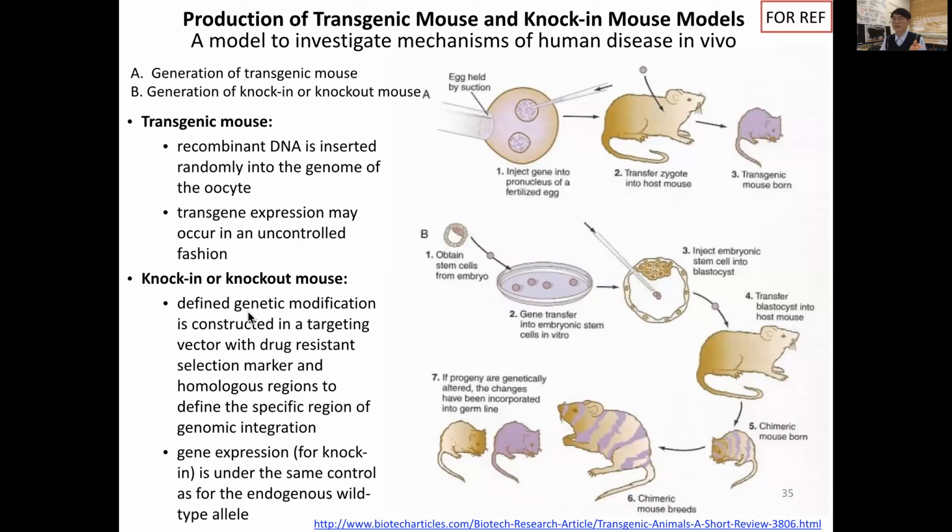In this case, we define the genetic modification in a target vector with a drug resistance selection marker so that we can select them, and homologous regions of the genome define the specific region for integrating into the genome. So gene expression is now under the same control as for the endogenous wild type allele. The knock-in or knock-out mouse is a good model for mimicking a human disease.